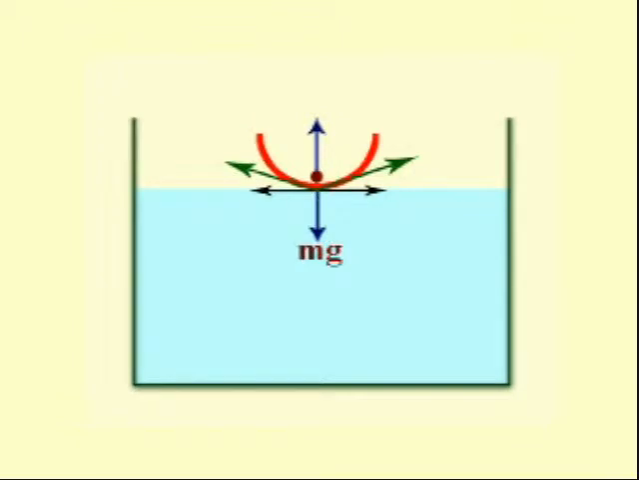The weight of the needle acts downwards, and this is balanced by the resultant of the force due to surface tension. Suppose the force due to surface tension acts in this direction because of this curvature. Here one force and another force acting in the opposite direction cancel each other. So, the upward force is due to the surface tension and it is balanced by the weight of the needle.